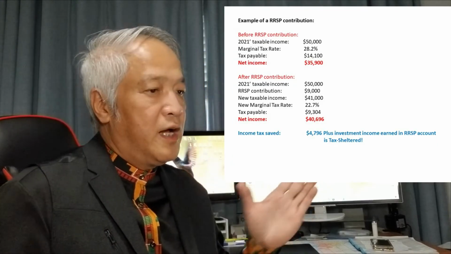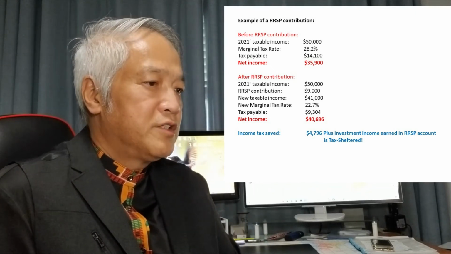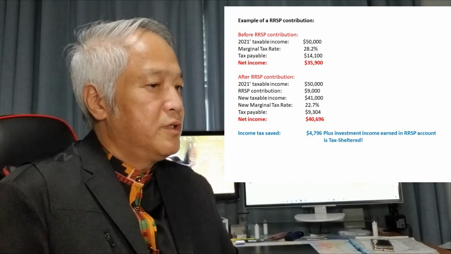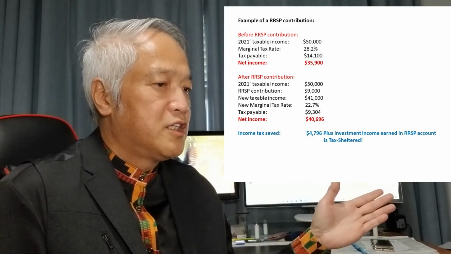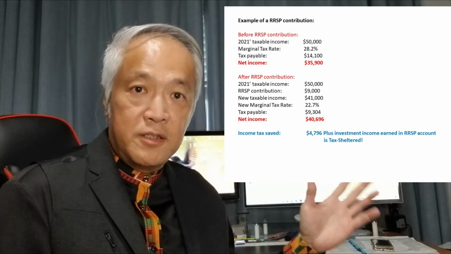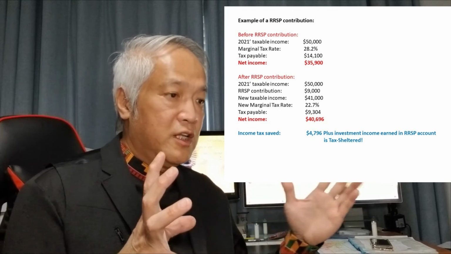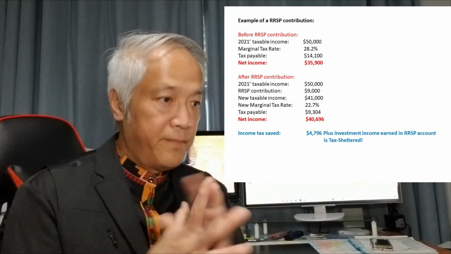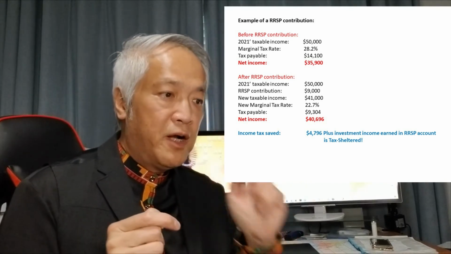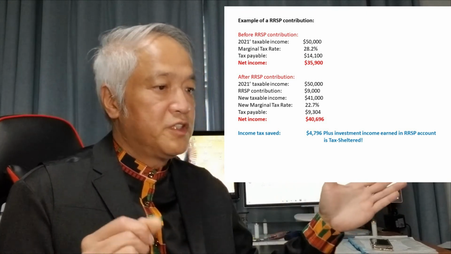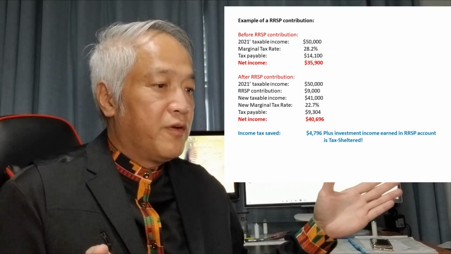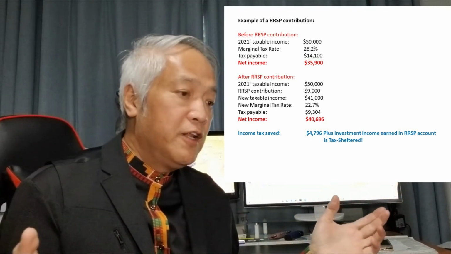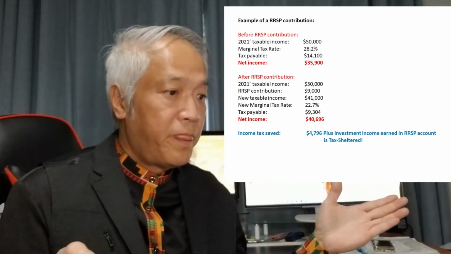All right, let's look at the slide here. Look at the RRSP contribution example. Before the RRSP contribution, say last year, 2021, your taxable income is $50,000. Taxable income means after all the deductions, this is the income used to calculate how much tax you have to pay. Based on that, your marginal tax rate would be 28.2%. That means you have to pay $14,100 tax. Wow, that's quite a lot, right? So your net income is only $35,900.